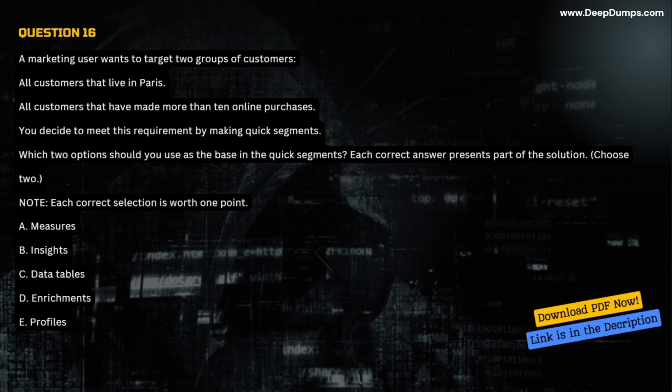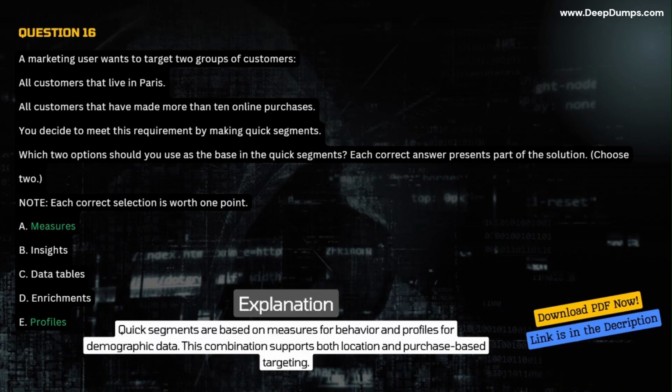A. Measures. B. Insights. C. Data tables. D. Enrichments. E. Profiles. Correct answer A and E. Measures. Profiles. Explanation. Quick segments are based on measures for behavior and profiles for demographic data. This combination supports both location and purchase-based targeting.